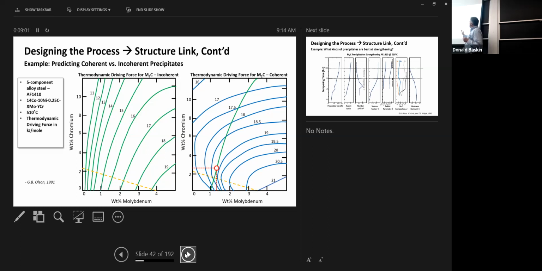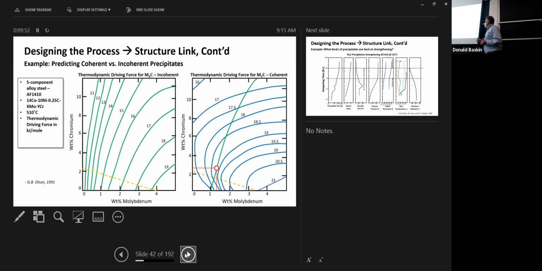If you want to reduce the chance of getting these M6C carbides, you want to reduce the thermodynamic driving force to form those. So as you go this way, downhill, your chances of getting the M6C incoherent carbides decrease. Lots of chance of getting them here, not much chance over here. Make sense? Conversely, this is the thermodynamic driving force contour plot for the M2C coherent carbides. As you go this way, you reduce the chance of getting them. As you go this way, you increase the chance of getting them in the right shape and size. Does that make sense?